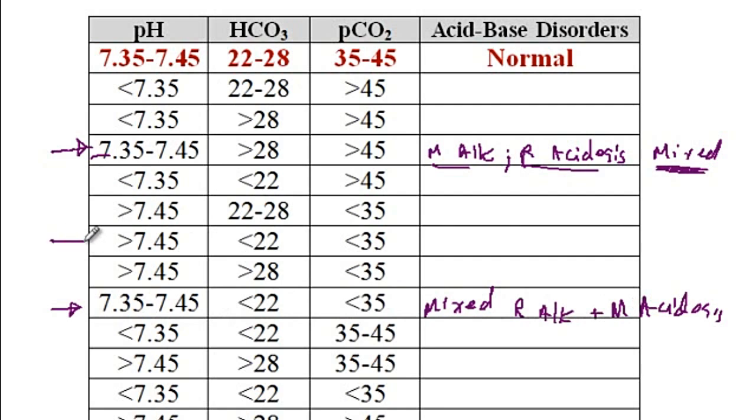And then let's do a few more examples together. So for this example here, we have a high pH, so we have alkalosis.